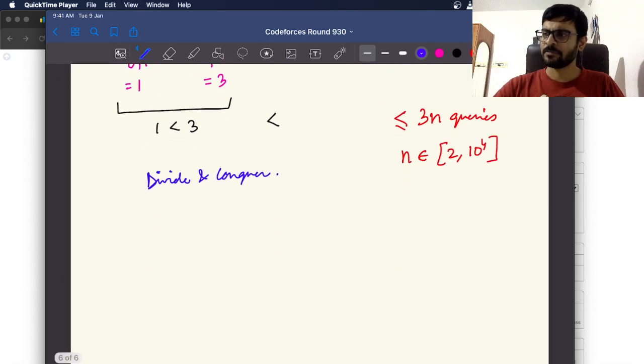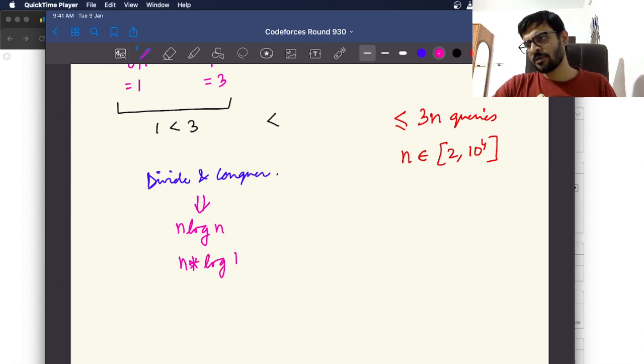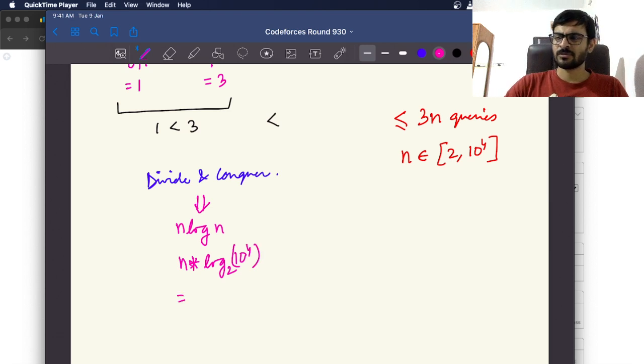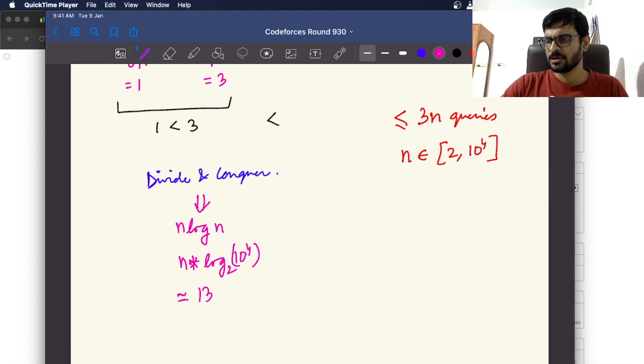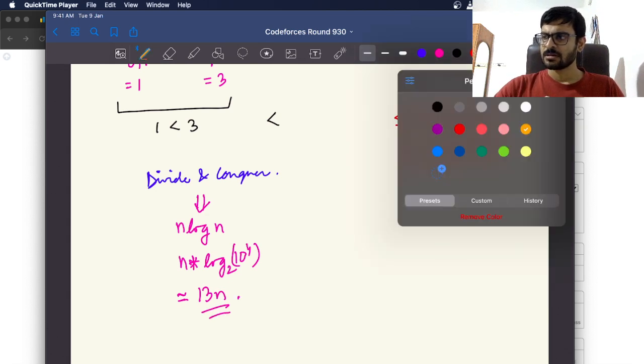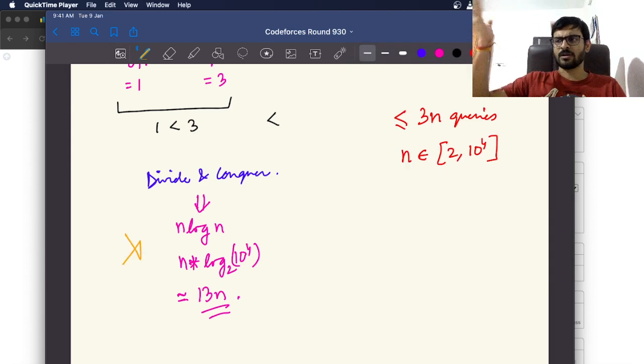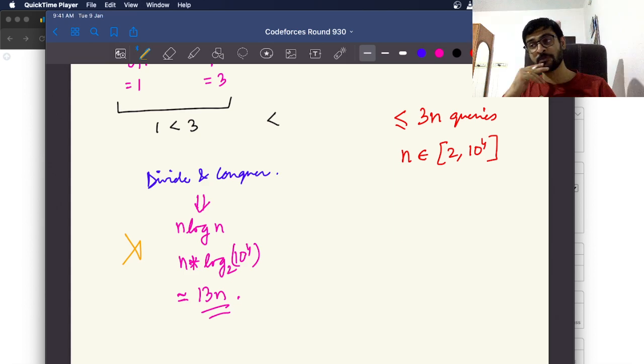Before I do anything, this brings to my mind that this will lead me to a time complexity of n log n. In the best case, in most cases it's n log n, it's not better than n log n. And in this case it's slightly dangerous, because n log n basically means n into log of 10 to the power 4. If I take the base 2, that brings it to somewhere around 13n, which is difficult to bear because I have only up to 3n. So with this, divide and conquer goes out of the picture. If it becomes better than n, then we can think about it, but not for now.